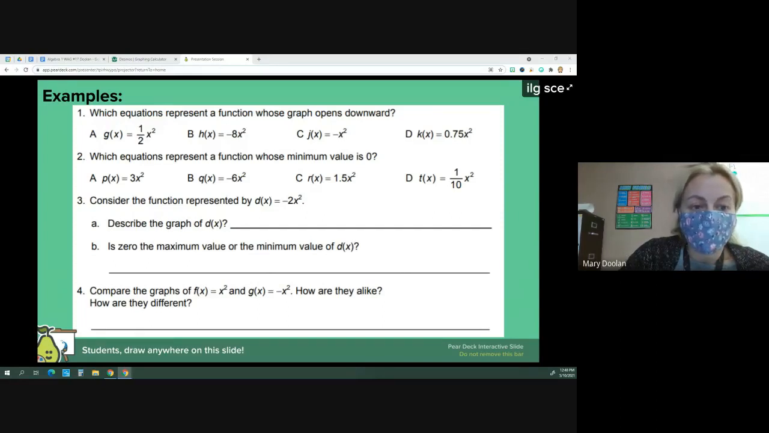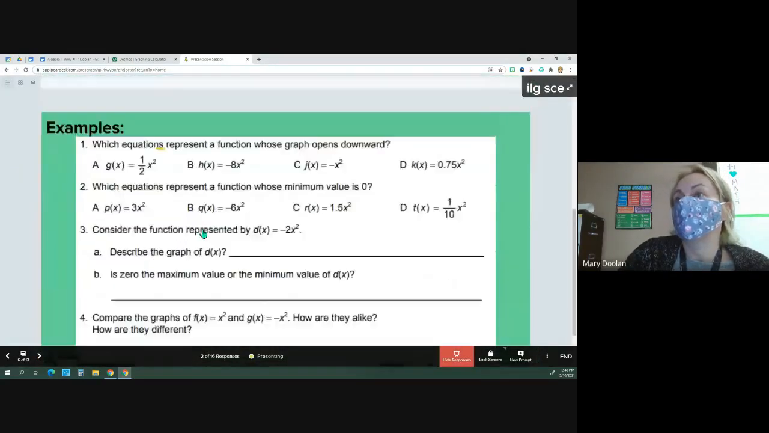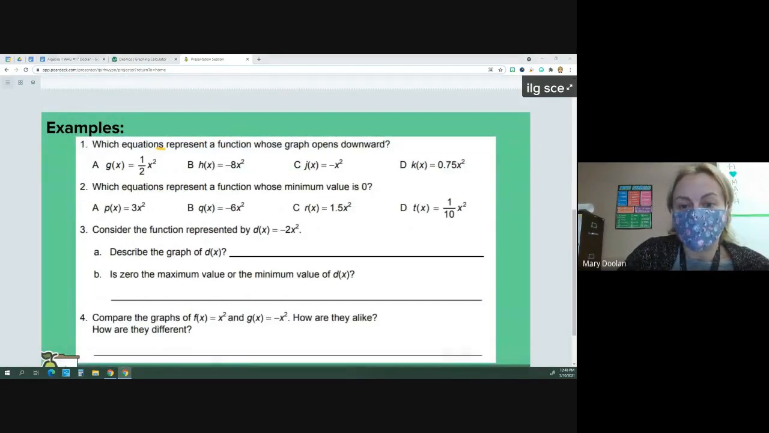And notice it says equations, okay, plural, so there could be more than one correct answer. There's that s at the end of equations. We want a function whose graph opens downward. So this means that a is negative. If I look at the first one, g of x, a is 1/2. 1/2 is not negative, so it is not g of x. h of x, a is -8. That's a negative number, so this graph will open downwards.